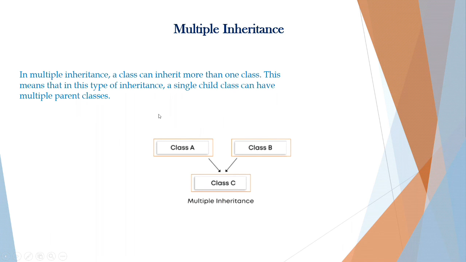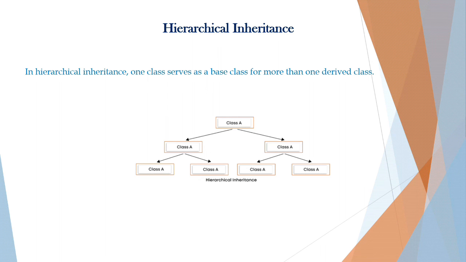Now we will go to the next type, which is hierarchical inheritance. In hierarchical inheritance, one class serves as a base class for more than one derived class. It's something like a family tree. So when you see a family tree being created from the classes, you can simply say that it is hierarchical inheritance.